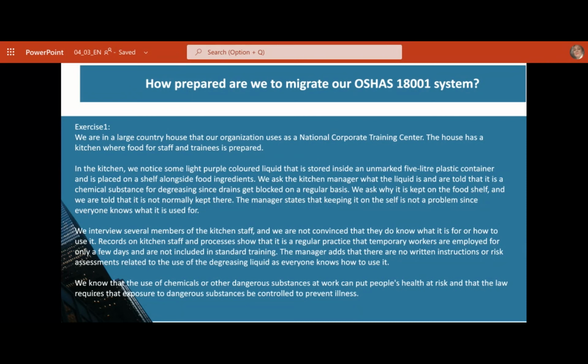As Anthony said, ISO 45001 is actually the first international standard, although everyone refers to OHSAS as an international standard.